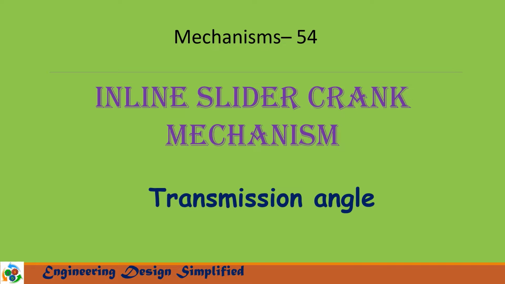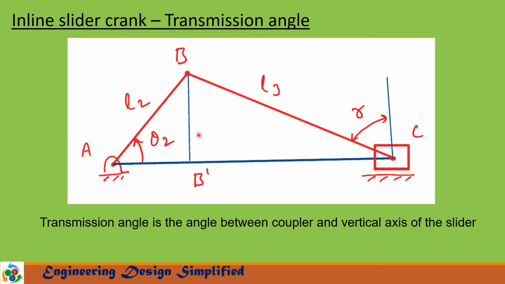In this video, I will discuss transmission angle for inline slider crank mechanism. In this picture shown is a typical inline slider crank mechanism. This link AB is crank and BC is coupler and this is slider. So offset between crank center and slider sliding plane is 0. So it is an inline slider crank mechanism. So the transmission angle is the angle between coupler link and vertical axis of the slider shown here. So gamma is the transmission angle. So let us see in the coming slides how to derive equation for this one.